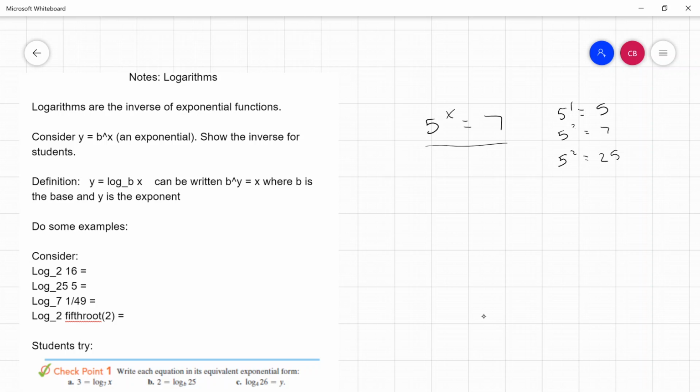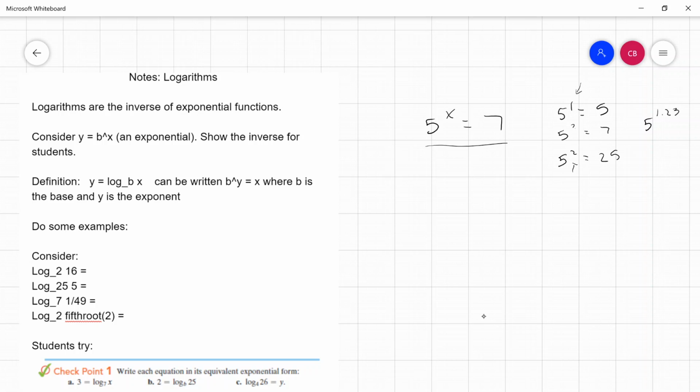Well, you can see right away that it must fall between 1 and 2. It looks like it's extremely close to 1, so maybe it's 5 to the, I don't know, 1.23 or something. It's obviously some number, and it would be very nice if we could determine what that value is. Well, fortunately, that's what logarithms are for. If we use logarithms, we can use the base of the exponential and figure out what power it should be raised to in order to give us the other value, the 7 in this case.